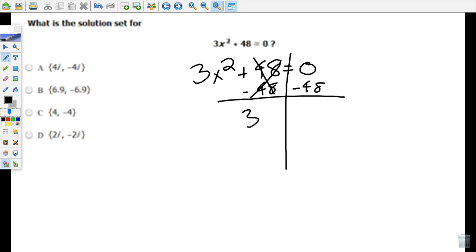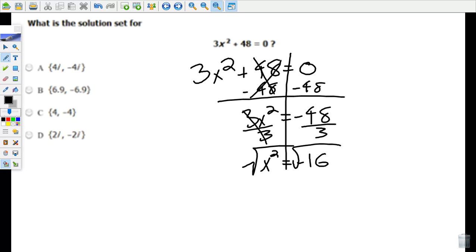Okay, that'll leave us with 3x squared equals negative 48. Then we'll divide by 3. It's very important that we divide by 3 in this step. We don't try the square root yet. We'll have x squared equal to negative 16. And now we'll square root both sides so I can get rid of the 2 of the exponent there for x. So, square root of negative 16.